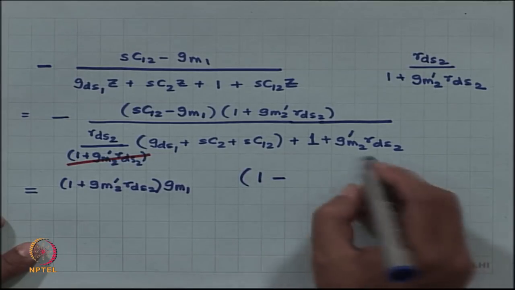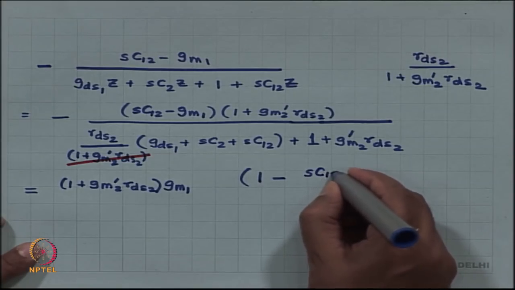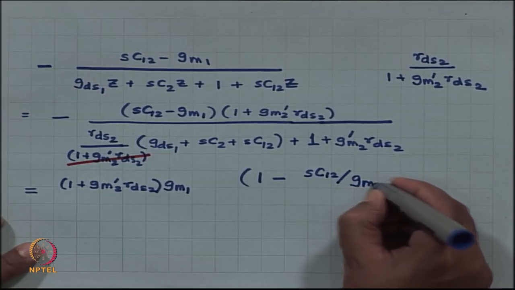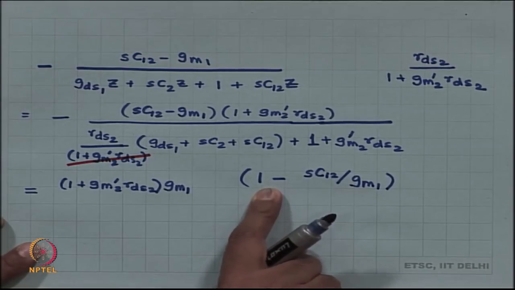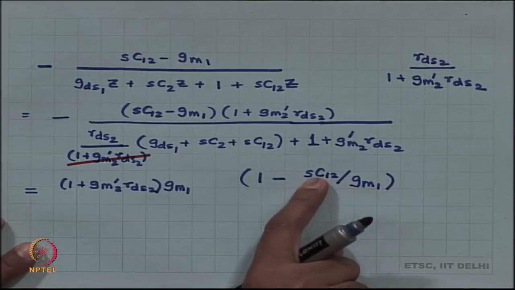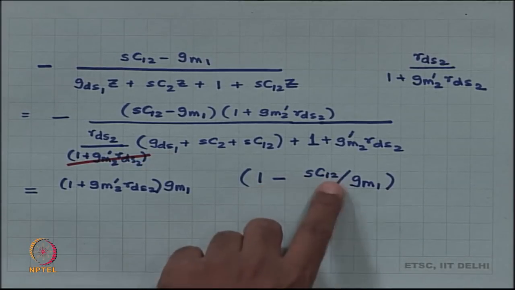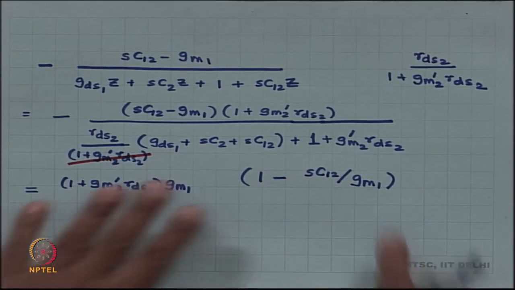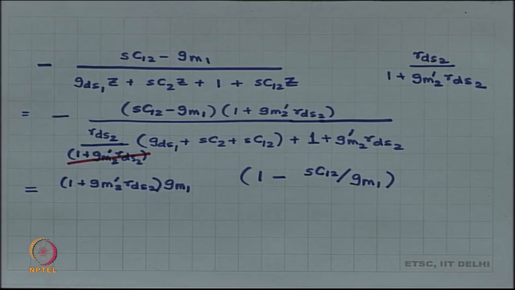1 minus SC12 by GM1. Okay, and that is very nice because it starts with a 1, right. The coefficient for the term without an S is only 1. And then from the denominator you have to take out the DC term.